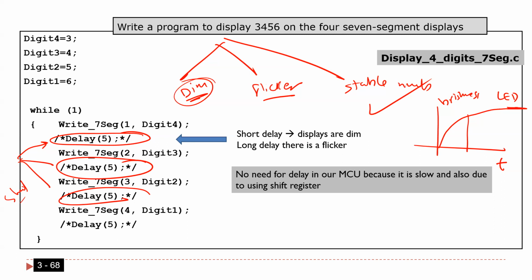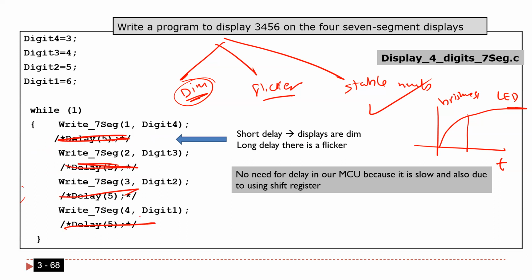However, when I did it on this board and put in no delay, it was not dim. Usually for other processors, if you don't have the shifter register and you connect it directly, it should be dim. Why am I explaining it this way? Because in your capacitor you may not use a shifter register. If you have a bigger processor, usually we don't need a shifter register. You can just connect it directly.